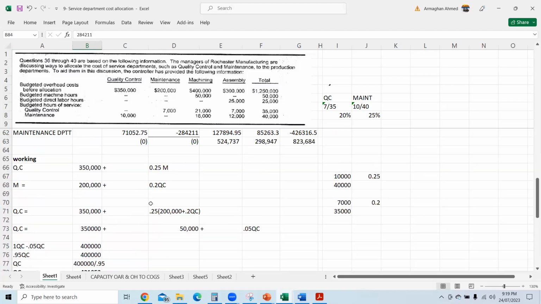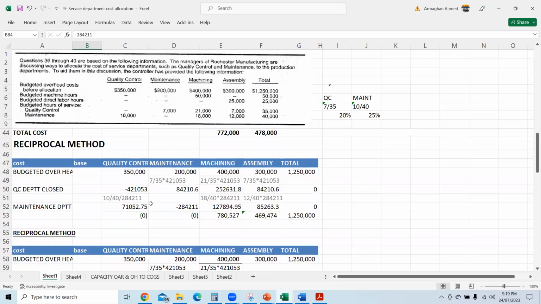So this is little tricky. Now we can easily put things, right? So let's see now, we will be solving the question now.